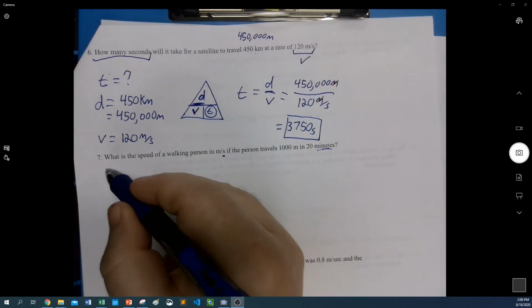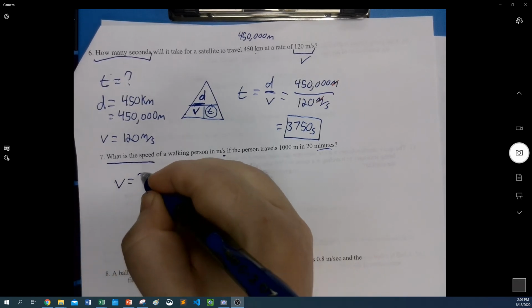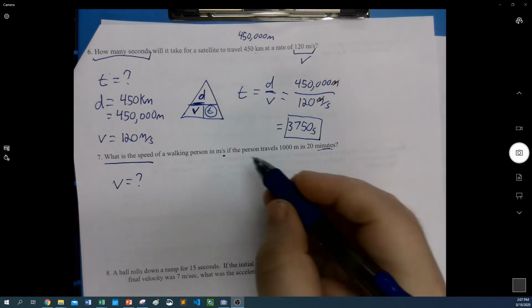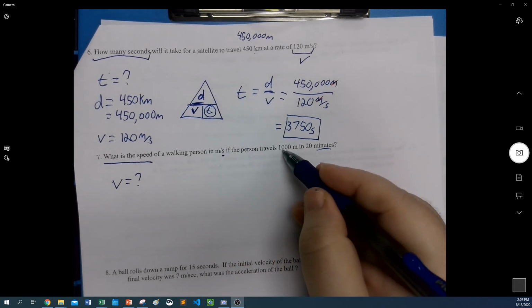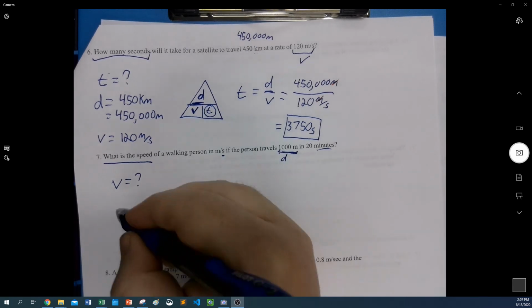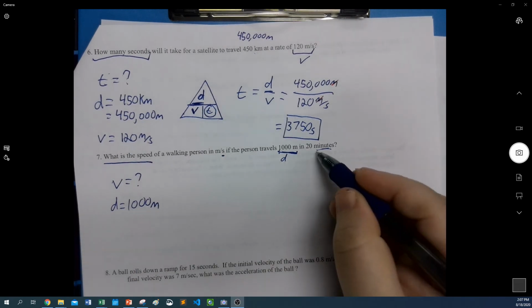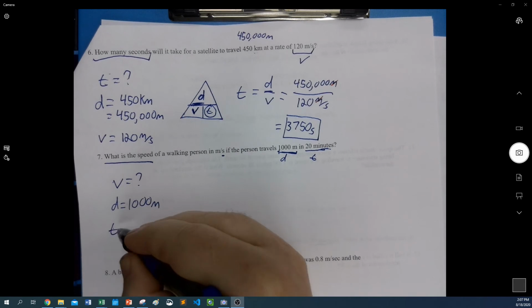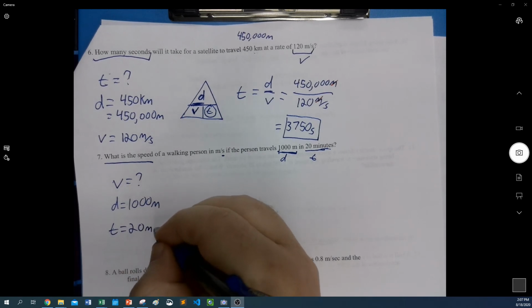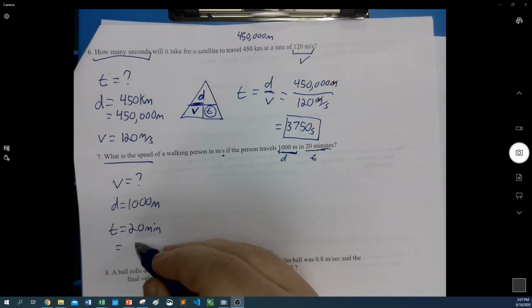So it's asking what is the speed. We're looking for speed in meters per second if the person traveled 1,000 meters. So 1,000 meters is our distance in 20 minutes. That's our time. We need to convert this though. Multiply by 60 to get 1,200 seconds.